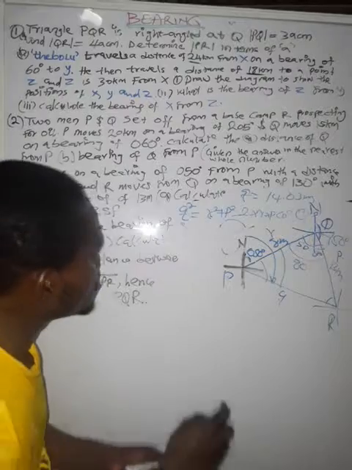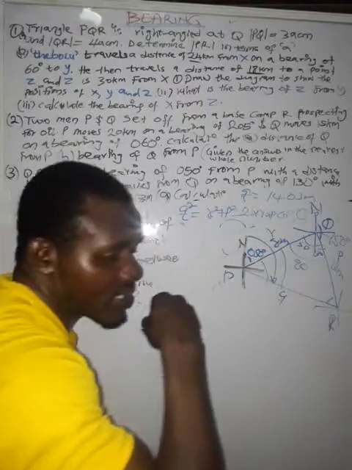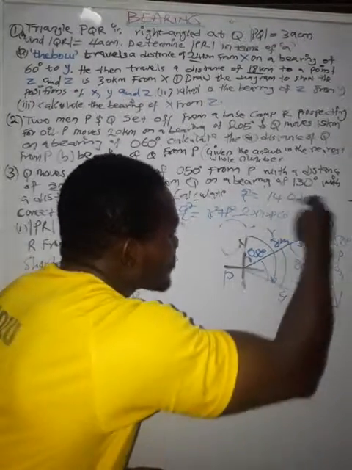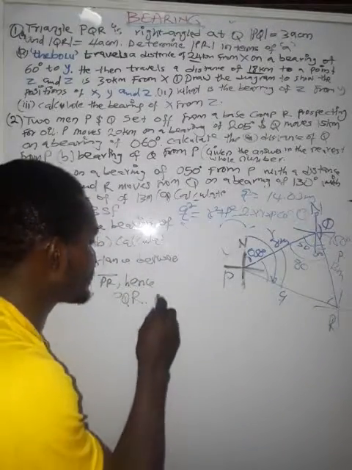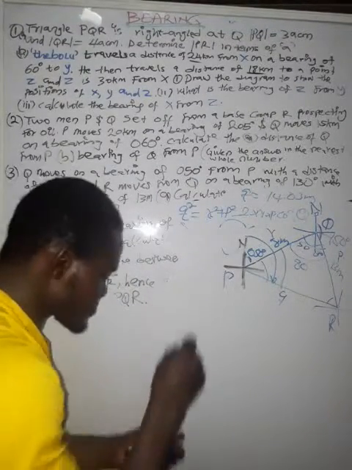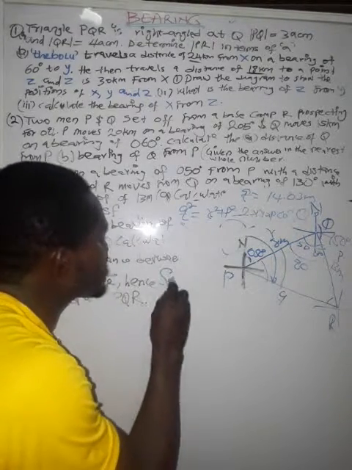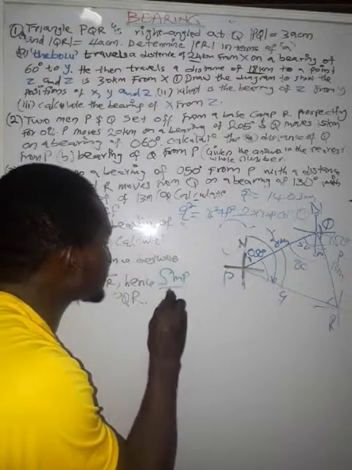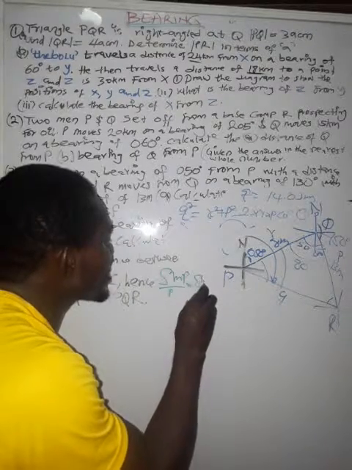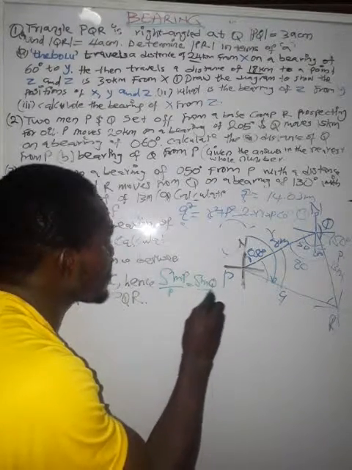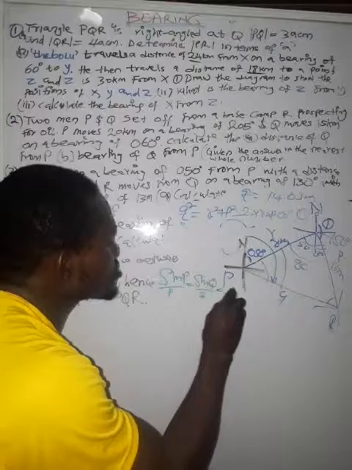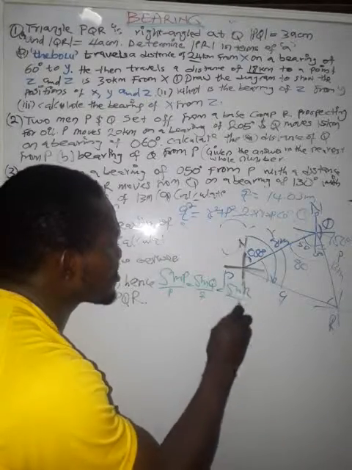So what is the sine rule saying? Let's write our sine rule formula on the board. I will say sine P over small p equals sine q over small q equals sine r over small r.